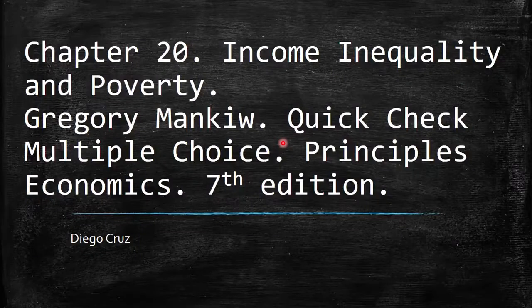We're going to discuss the quick check multiple choice. This is chapter 20 of the book Principles of Economics. The chapter is about income inequality and poverty.